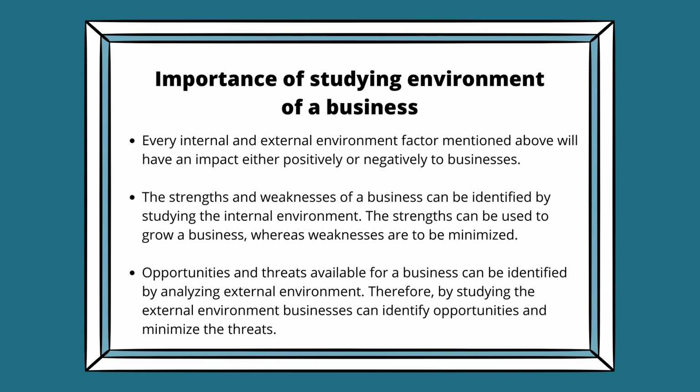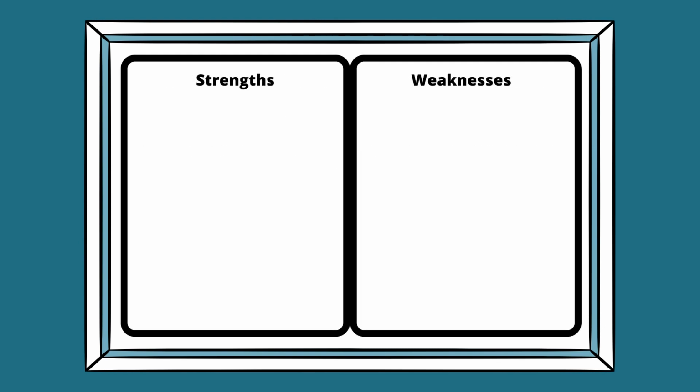Opportunities and threats available for a business can be identified by analyzing external environment. Therefore, by studying the external environment, businesses can identify opportunities and minimize the threats. So, now you would have understood why we need to study the business environment. Now let's see what are strengths, weaknesses, opportunities, and threats. The following are some examples for strengths and weaknesses of a business.